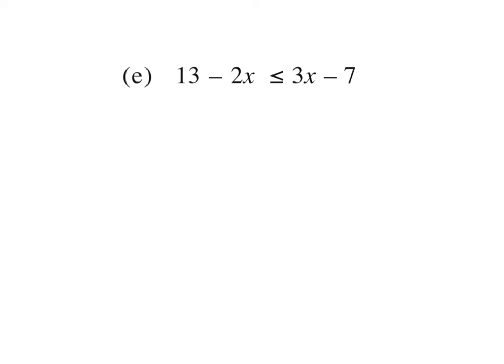Now, we'll gather together the letter terms. We've got 3x and a minus 2x. This is the larger, so I'm going to add 2x to both sides. 13 is less than or equal to 5x minus 7. Add 7 to both sides.